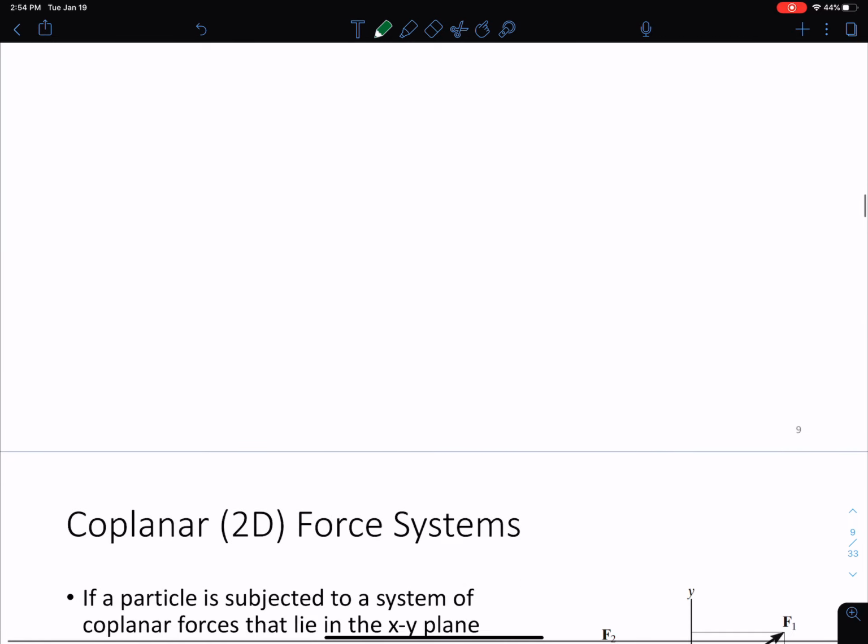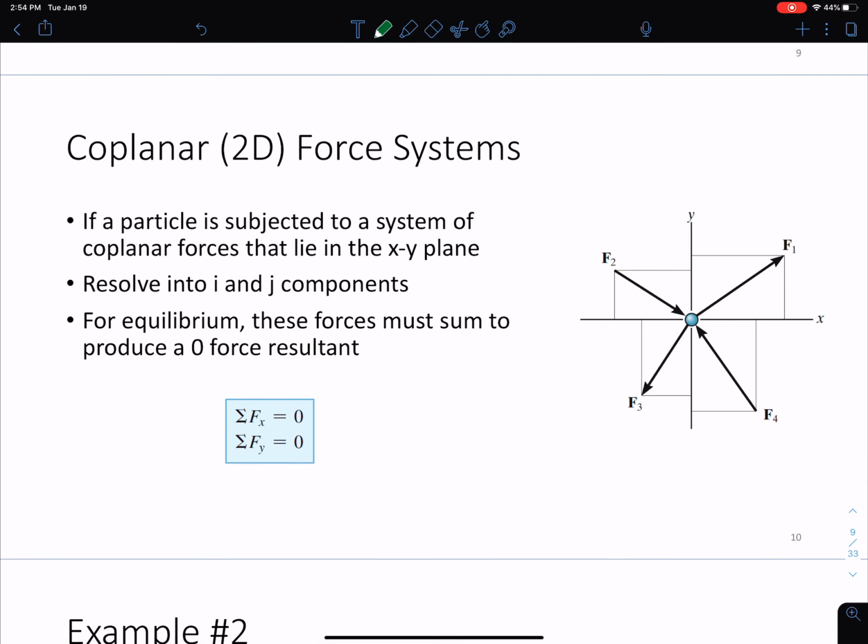Okay. So let's move on here. Now, we're first going to talk about coplanar or 2D force systems, and then we're going to get into 3D.